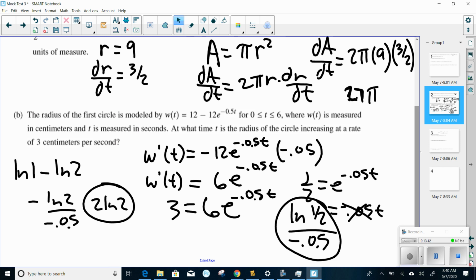If you look at the scoring sheet, they gave you 1 for finding W prime of t. They gave you 1 for setting it equal to 3. That was the second point. And they gave you a point for finding the answer. Again, get in the habit of writing a sentence out. So my sentence would be, the radius is increasing at a rate of 3 centimeters per second at ln of a half divided by negative 0.5 seconds. That's what that would come out to be. That's all we did on that one. That was 6 of the 9 points on that question. The third part of the question gets into stuff that we're not covering, so that's not going to be on your test.